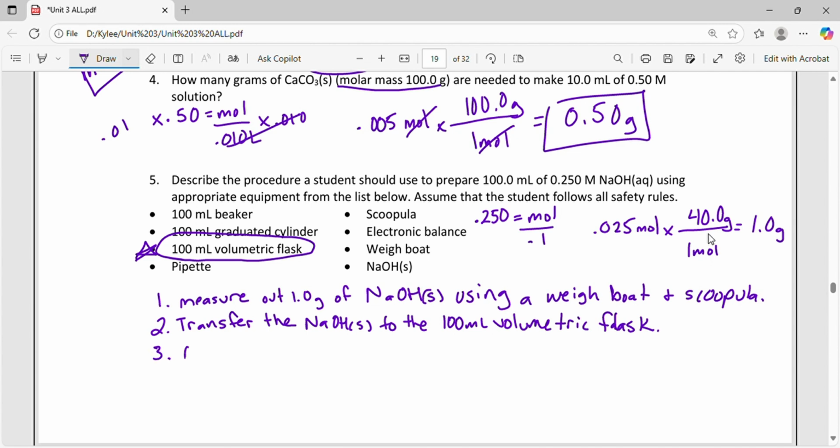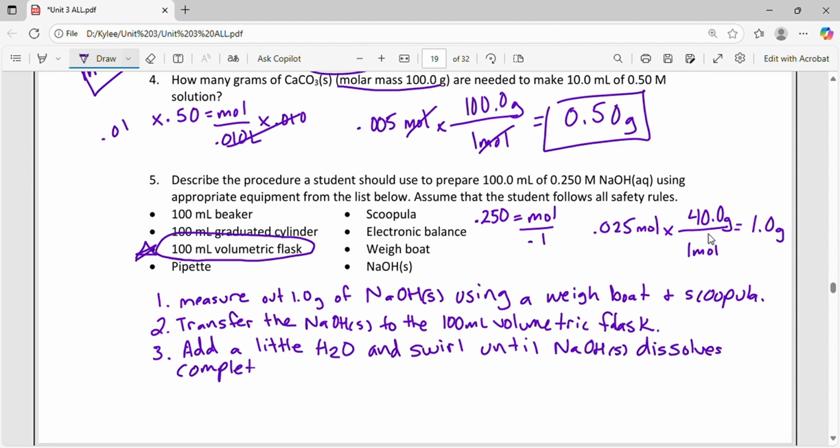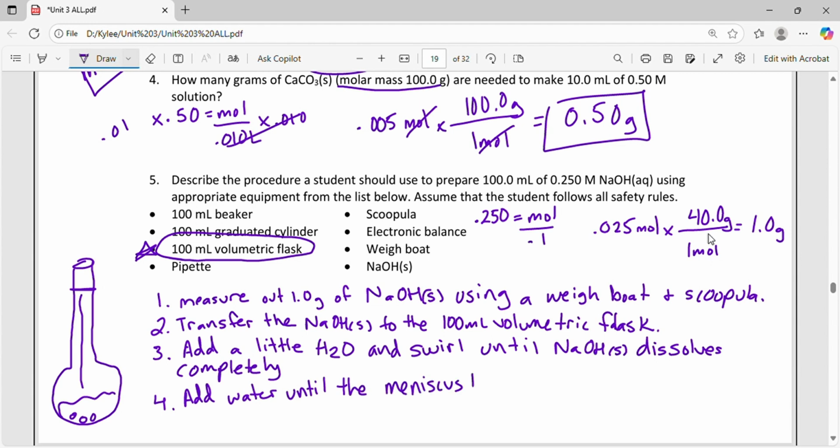Step 3, we're going to add just a little water, and we're going to swirl until the NaOH solid dissolves completely. And then this is the final step with a volumetric flask. It's the one that looks like this. We don't have lines going all the way up. We only have one line. And so initially we put a little bit in here to swirl and dissolve our solid, but now we need to fill it the rest of the way up with water. So we are going to now add water until the meniscus bottom is on the 100 mL line.